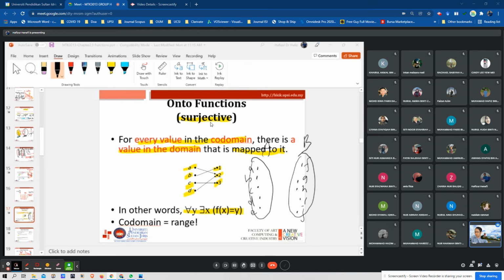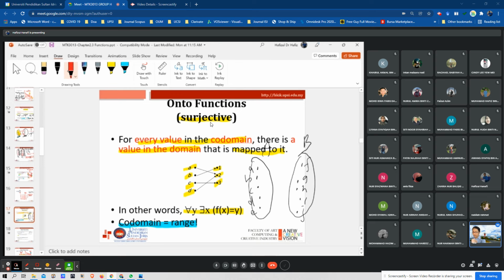Okay, for a different one, injective is only one function, and then for the surjective, you don't have to have a unique value output. Okay, you can go from A to B. And then the range must be the same as the codomain. This one is a must. Codomain is equal to range.